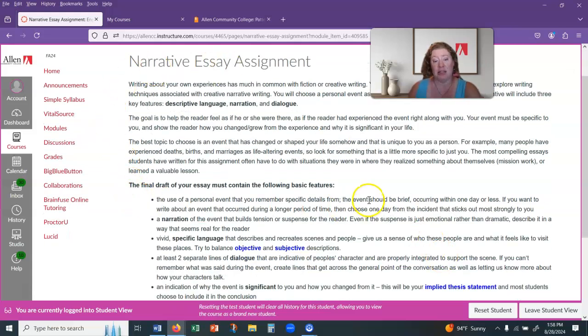So the challenge here is to think of an event where you had some sort of significant experience that changed you in some way. It doesn't have to be a physical change. Mostly students will work on something that's more of a mental or emotional change. So an event that shaped your life and somehow made you unique as a person.